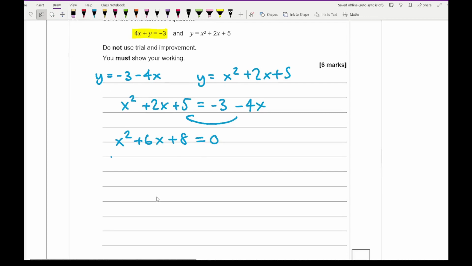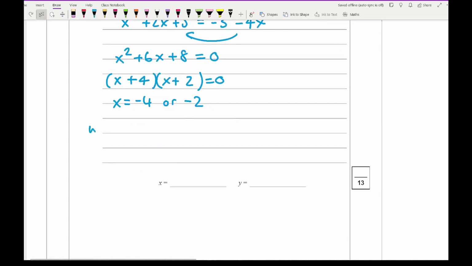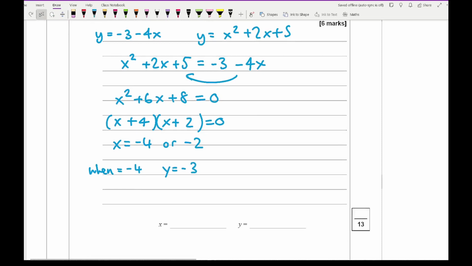So let's now go on and solve this. This does factorize, and my two numbers are 4 and 2, which add to 6 and multiply to 8. So x equals minus 4 or minus 2. When x equals minus 4, y equals minus 3 minus 4x, so minus 3 plus 16. So y equals 13. One set of values is minus 4 and 13.